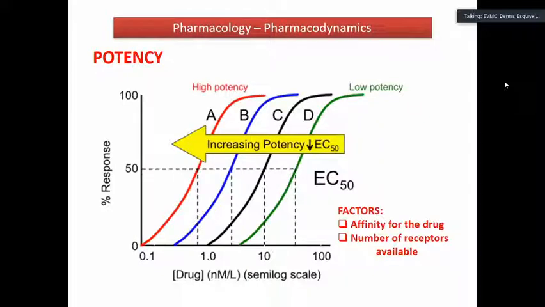Did you get it? Yes. Okay. So, if you need a higher dose of the drug to notice the response in a higher number of subjects, then the potency of the drug is lower. Okay? So these are very basic concepts. I hope you still remember efficacy and potency.